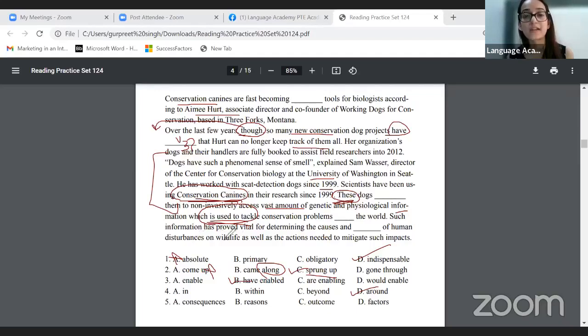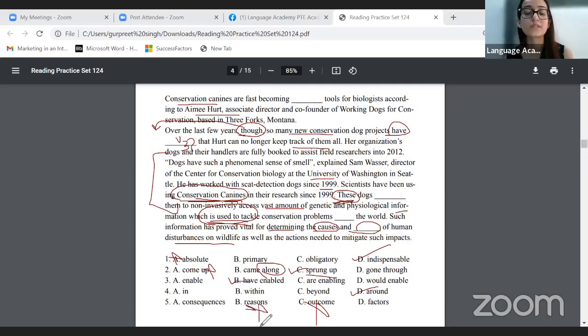Such information has proved vital for determining the causes and dash of human disturbances on wildlife. So they have used a plural noun, we will also need a plural noun. So anything which is singular, we can first eliminate. Now they want to determine, meaning find out, the causes and dash of human disturbances on wildlife. So what human disturbances have on wildlife should be a negative word. So we cannot say anything other than that.